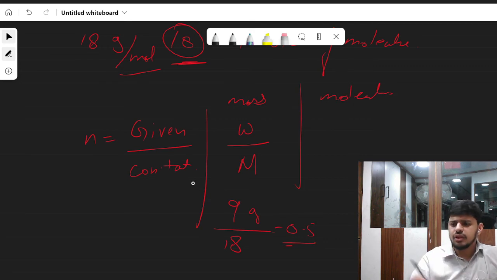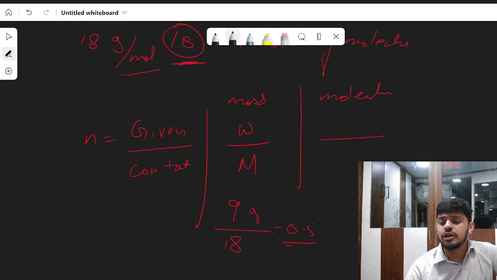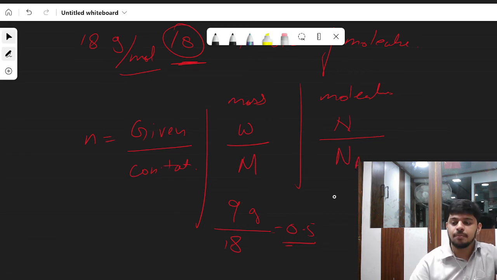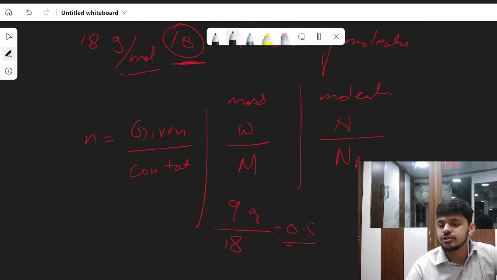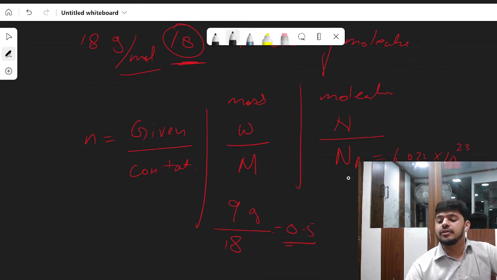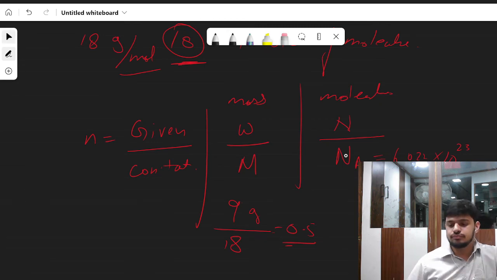Now, let's talk about the molecules. This is the given number of the molecules, which is n. The given number of molecules divided by Avogadro number. Avogadro number means the number in 1 mole. This Na, guys, always remember, is always equal to 6.022 into 10 to the power 23. Okay, this Na is always, again, a constant, and this n is the given value.